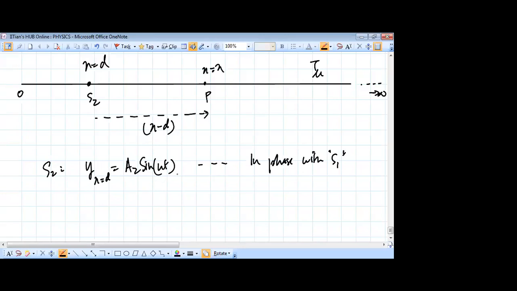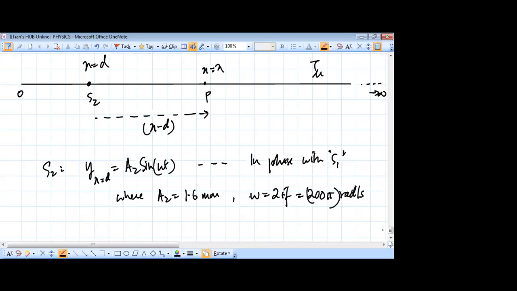Suppose we assume that S1 was sin(omega t plus pi by 2), then S2 also we should have written as sin(omega t plus pi by 2). Now the important thing is that the two sources are in phase. Specifically, this amplitude is 1.6 millimeters, a different amplitude. However, the frequency is the same, so it is 200 pi radians per second.